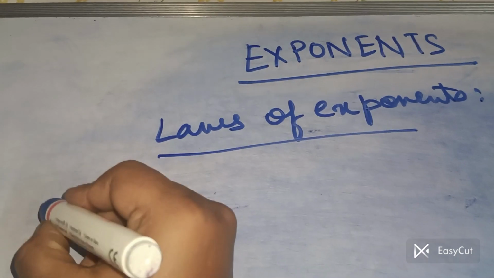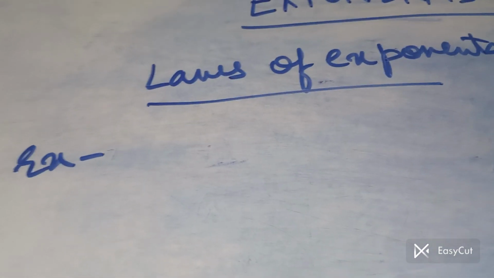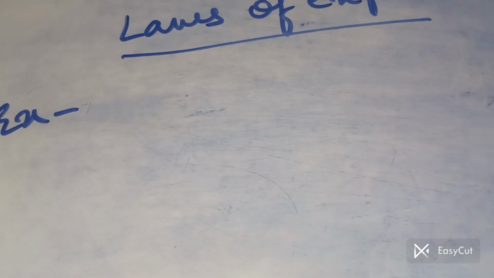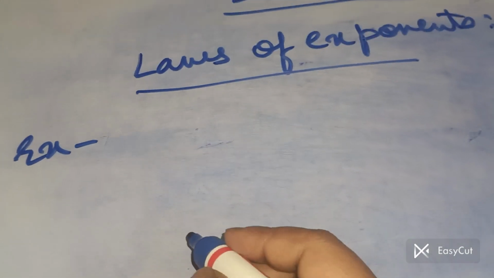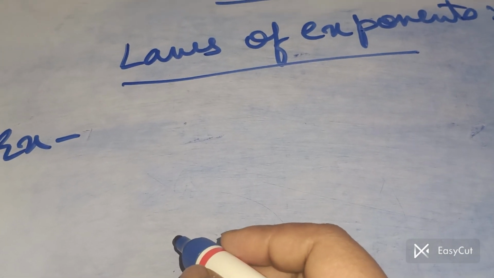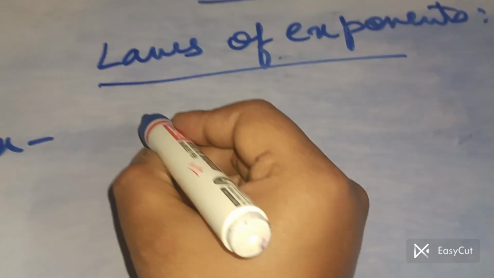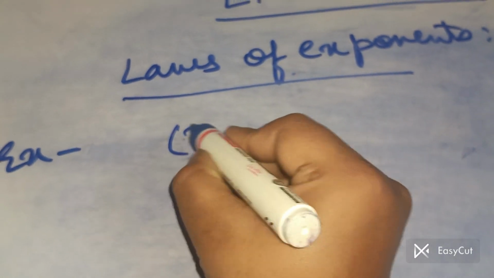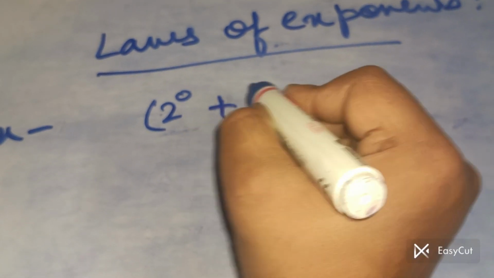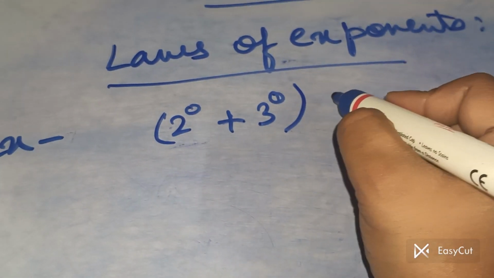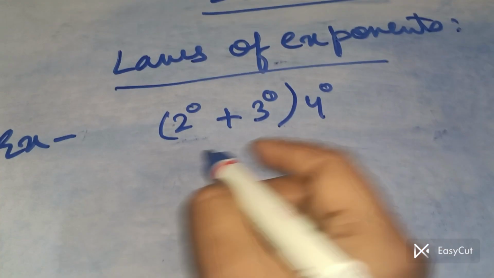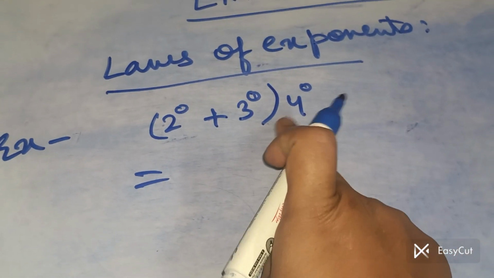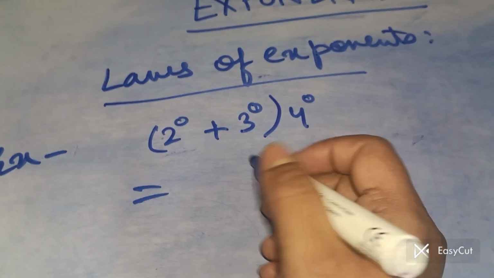Now let us see a few examples. First I am doing simplify. Simplify and express in the exponential form. The question is 2 to the power 0 plus 3 to the power 0 into 4 to the power 0. Here nothing is written, the bracket is there, which means it is into, multiply.